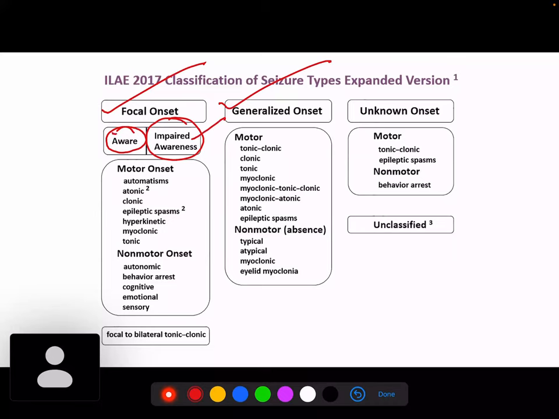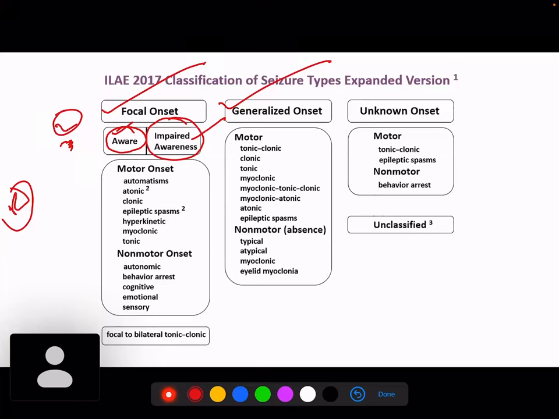Otherwise, there will be full, complete awareness. For example, if the patient has, again, the same example, a left motor strip seizure, and the patient has right-sided jerks, right arm, right leg, then the patient will be completely aware of what is happening.